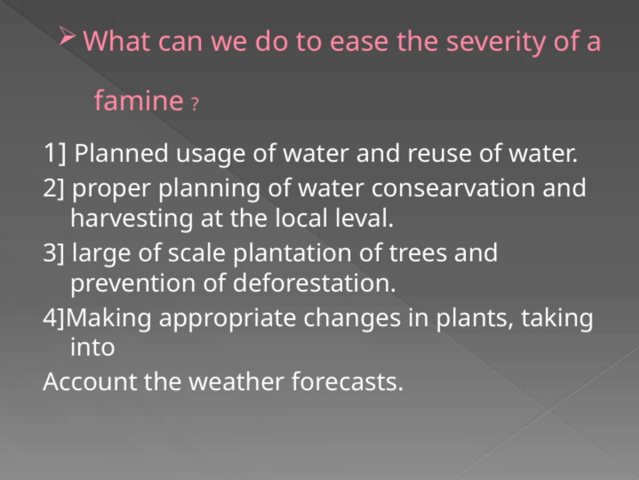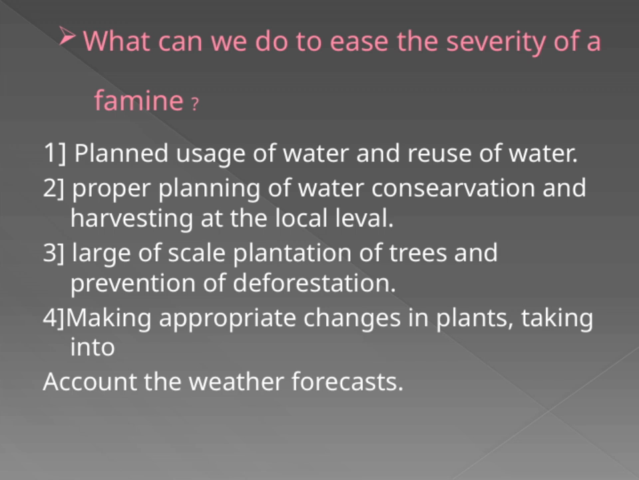Finally, making appropriate changes in plant selection based on weather forecasts can make a big difference. By choosing crops suited to expected weather patterns, we can reduce crop failure and improve food security. So, integrating these strategies, water management, conservation, reforestation, and adaptive planting, can significantly lessen the severity of famines and help build resilient communities.